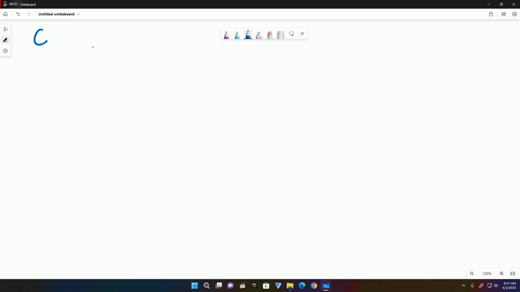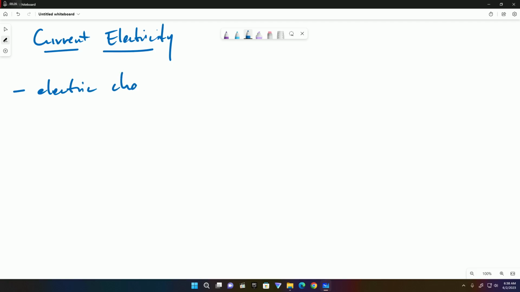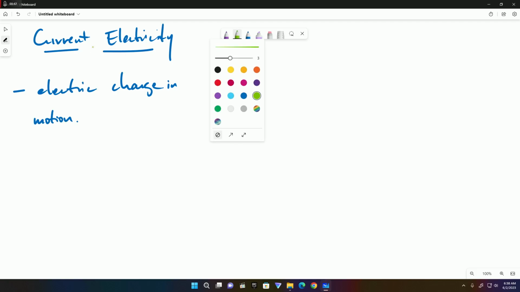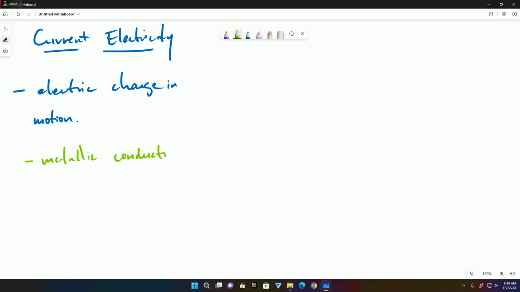We have to look at current electricity now. Current electricity. The basic definition for current electricity is electric charge in motion. Please note, I never said negative charge, I never said positive. I said charge, because current can be made up of both positive and negative charge carriers. For example, in a metallic conductor, you have primarily electrons.